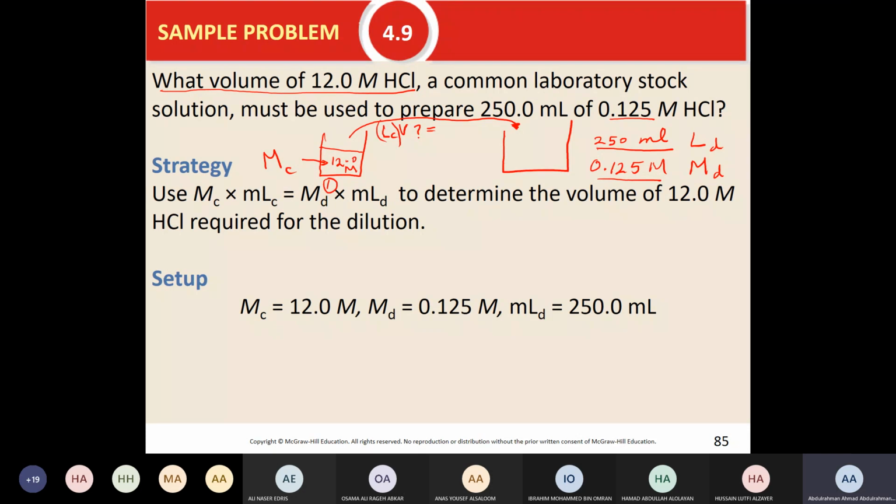What's the volume then? Give me the answer. 2.60 milliliters. Good. Then how are you going to prepare this solution? You put the 2.6 milliliters, which you bring from here, and how much do you add to it?